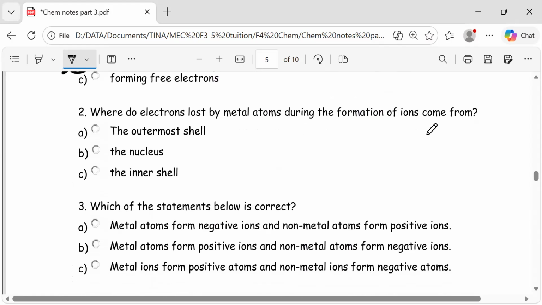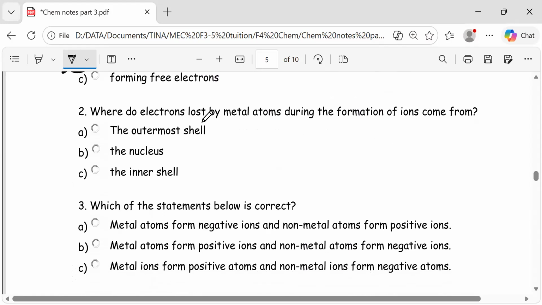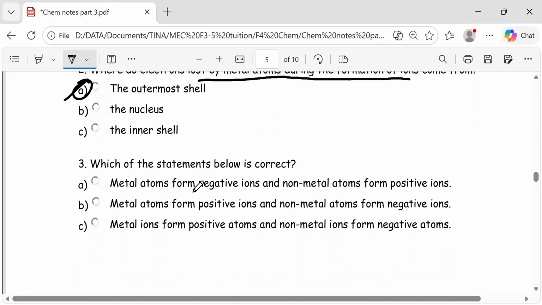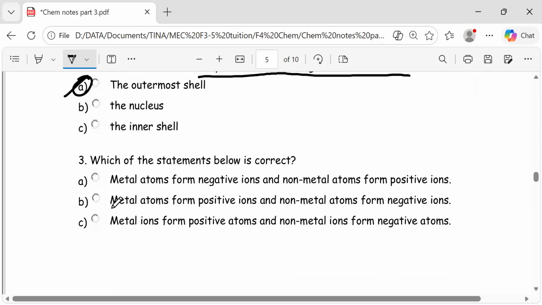Where do electrons lost by metal atoms during the formation of ions come from? The outermost shell. Must be the outermost shell. Which statement below is correct? Metal atoms form negative ions. No, metal atoms form positive ions and non-metal atoms form negative ions. Yes, B.